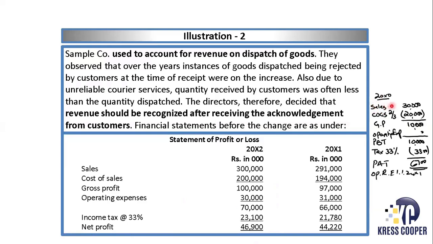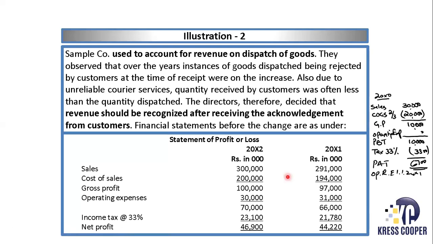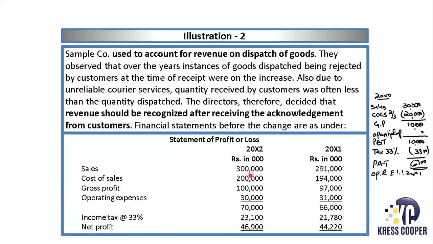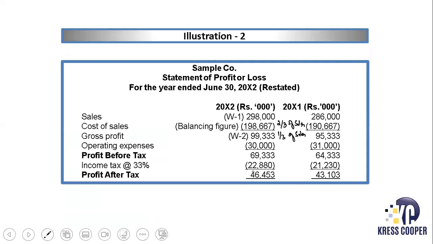The sales of 2000 X0 will be reduced by 30,000. Sales of 2000 X1 will include this 30,000 and will be reduced by how much? 35,000. And this sales of 300,000 will be reduced by 37,000 and will be increased by 35,000 from there. So this I have worked out over here.